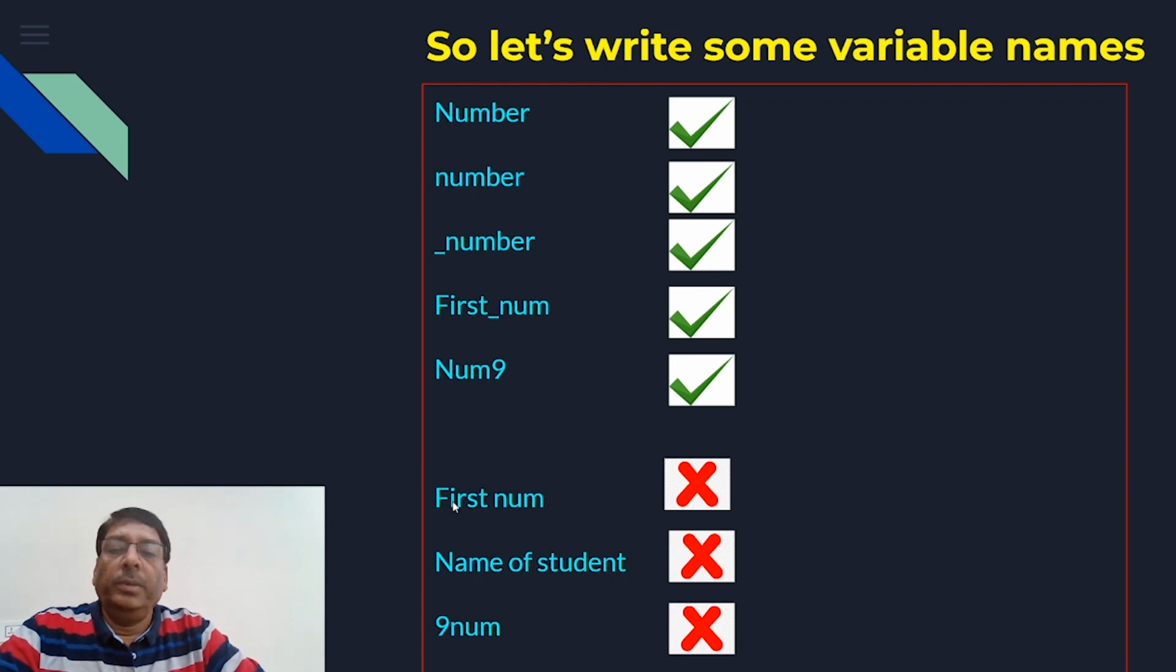In the similar way, if you see this first one, wherein you have made use of two words, but there is a space over here, so it is not valid. Name of the student, again there is a space over here, so it is not going to be treated as valid. The last one we have is 9NUM. That is not valid because you started a variable name with the help of a number and not with the help of a character or with the help of an underscore. So this is how you are supposed to write the variable names in your program.